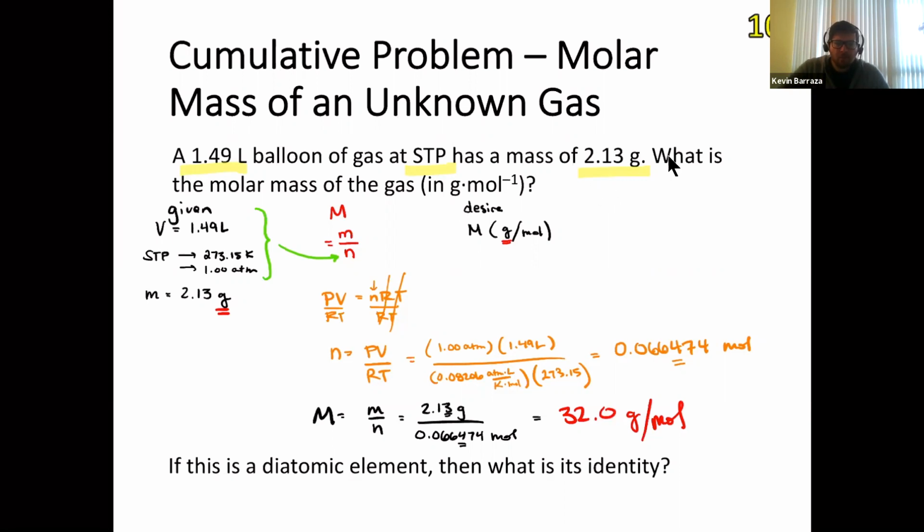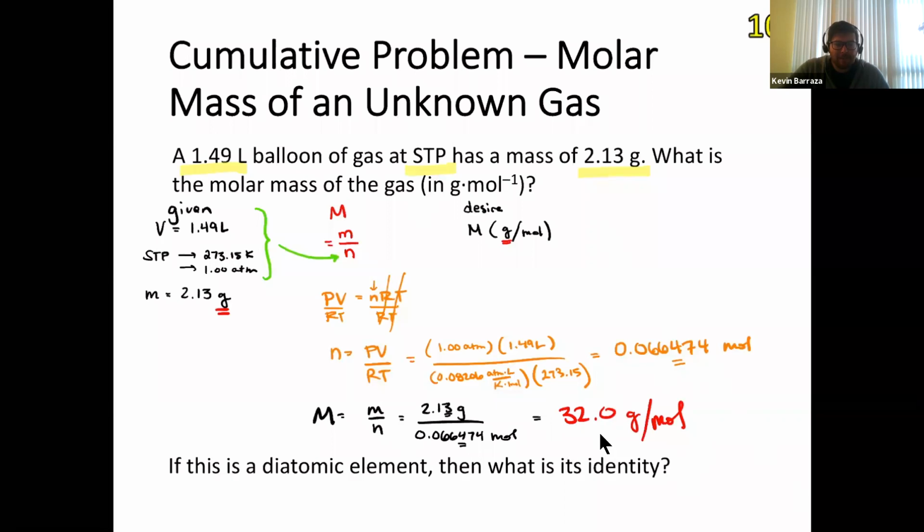It's the ratio of mass to moles. So in this problem, we were given the mass of the gas, and we wanted to calculate the molar mass. We need the moles. So that's where we use the mass that was given, and then we use the ideal gas law to get the moles to get this ratio, which becomes our final answer. So there we have it. This gas has a molar mass of 32.0 grams per mole.